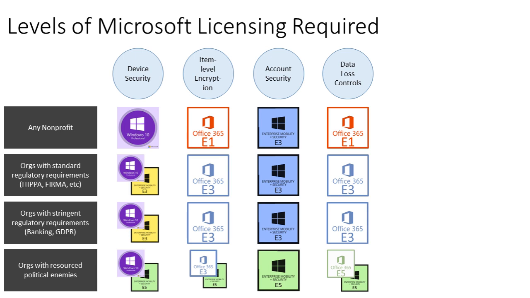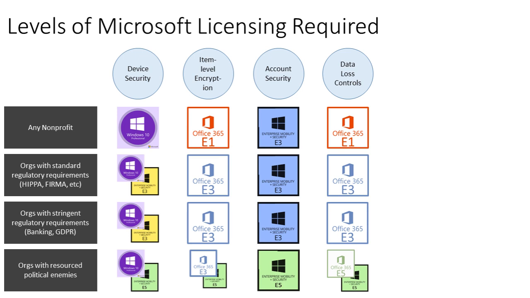And then again, you can see how as we get more and more security conscious or compliance conscious, we're going to add those licensing. So you're seeing here that if you are working with HIPAA or FERPA or banking regulations or you're concerned with GDPR, you should be bumping your licensing for Office 365 up to the E3 license. You should still be using the Enterprise Mobility and Security E3 license, and of course the Windows 10 Pro.